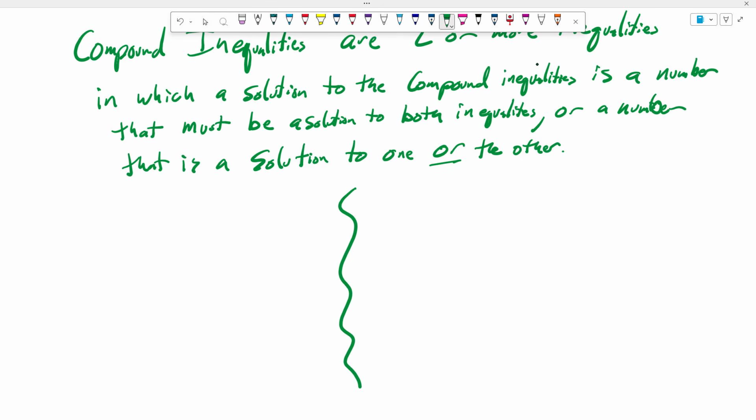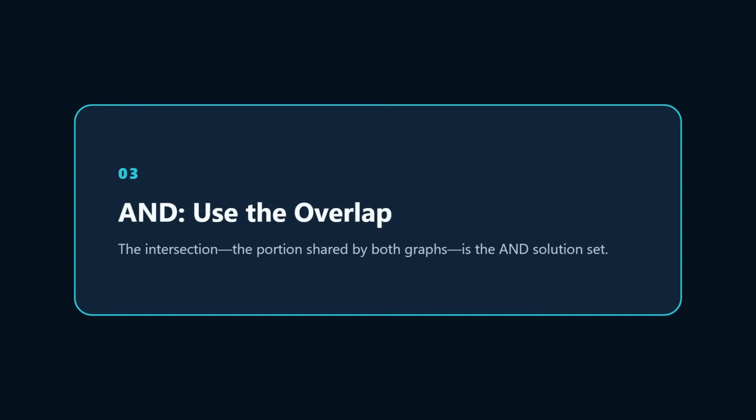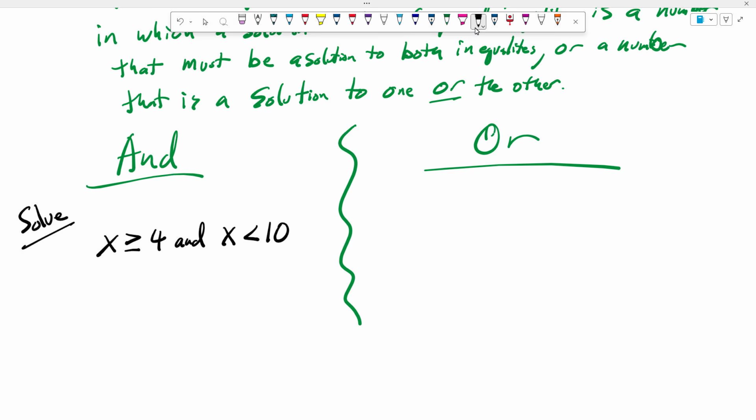So we have AND and OR inequalities. They will either say the word and or the word or, although if it's an and, I'll show you there's another way to write them where you won't see the word and. So for a solution to the compound inequality, the number must be a solution to this and also a solution to this.